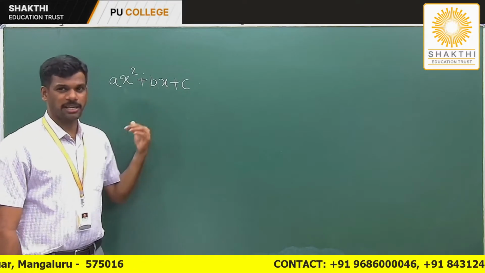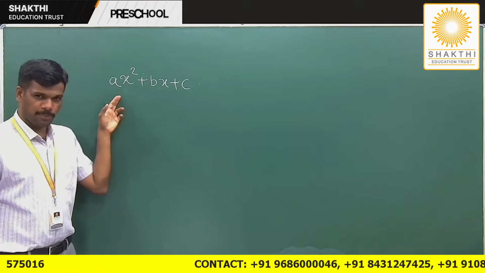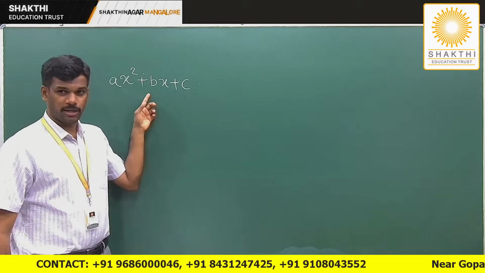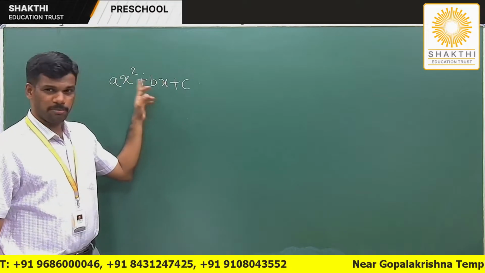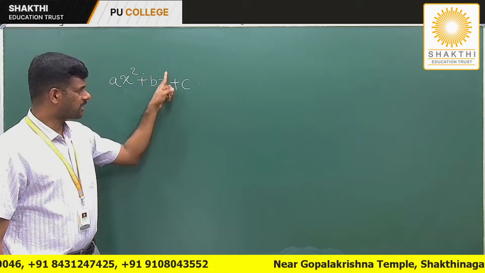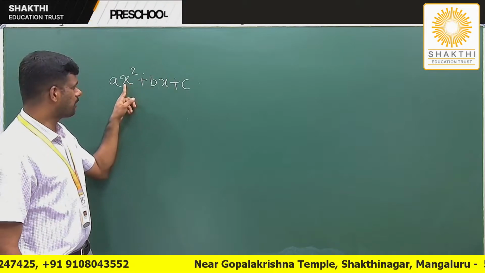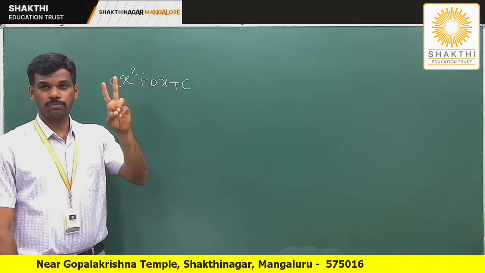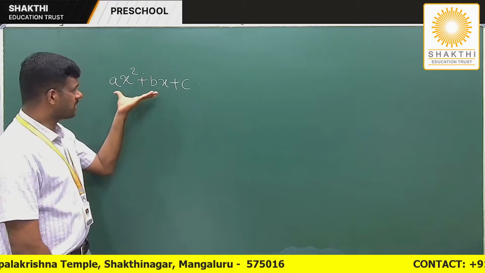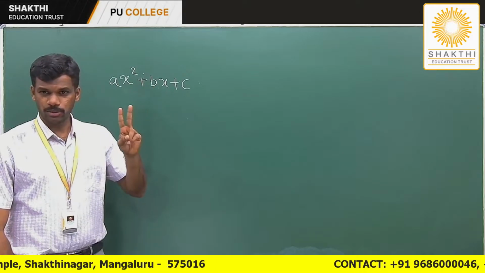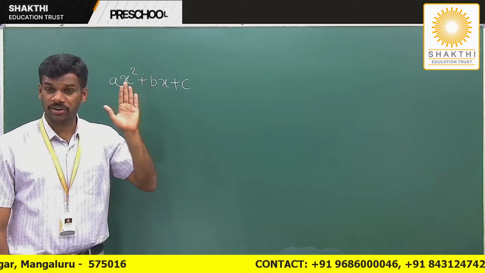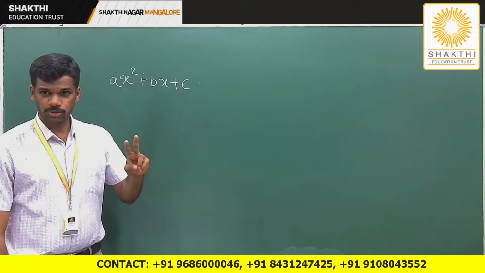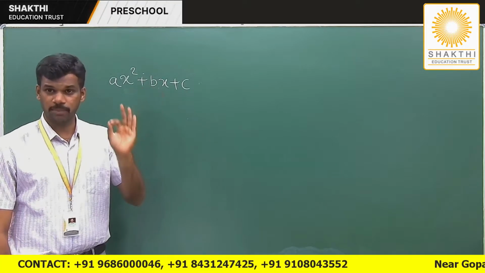Now, let's begin our calculation. What is the degree of a polynomial? The degree of a polynomial is the highest power of the variable. You have the power of x as 1 here and the power of x as 2 here. The degree of this polynomial is 2, so this polynomial is called a quadratic polynomial.